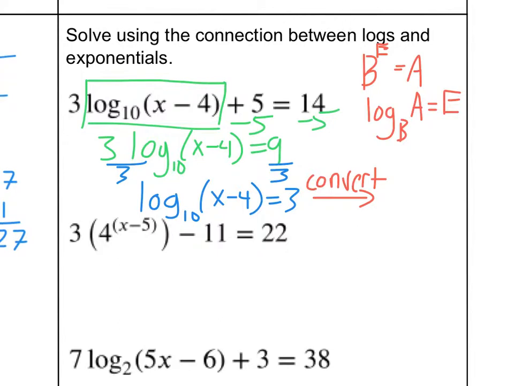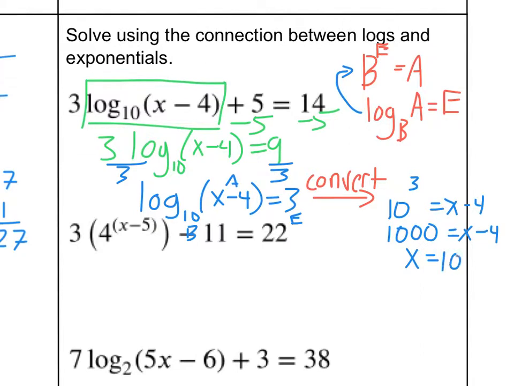What we're trying to do here is to go from the log form to exponential form. So in this case, that's going to be 10 to the 3, that's my base and my exponent, is equal to x minus 4. 10 to the 3 is 1,000, is equal to x minus 4. That means that x is equal to 1,004.